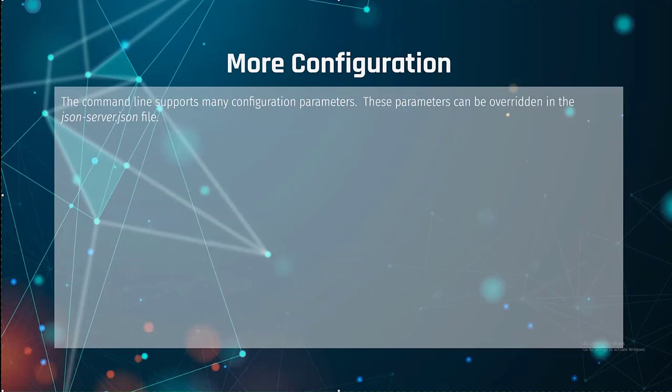All of the parameters that are being specified on the command line can be added to the JSON Server JSON file to overwrite it, to make it more permanent. You don't have to specify it on the command line every time.